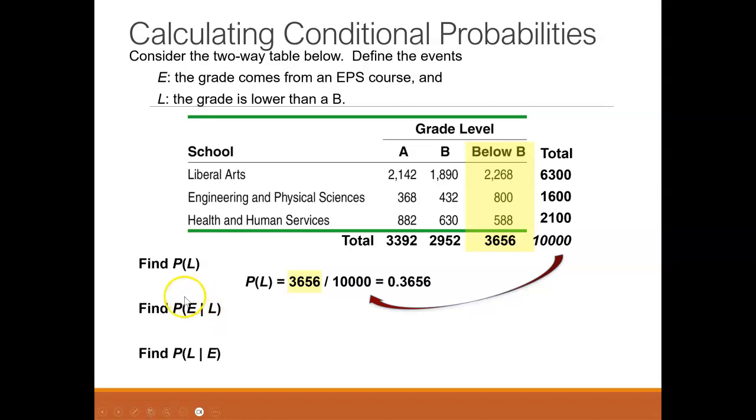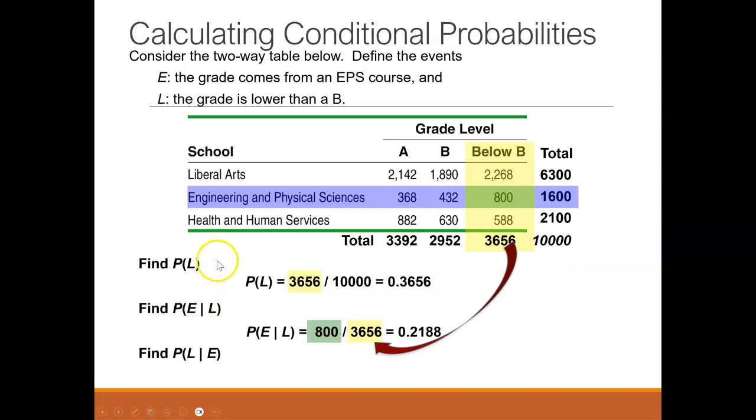Find the probability that the grade comes from an EPS score, given that the grade is lower than a B. So I'm going to be looking at the EPS scores, and of those, the ones lower than a B, and I'm going to divide that by the total grades that are lower than a B. Basically, I'm looking at what percentage of the grades that are lower than a B come from EPS scores. Everybody's okay with that?